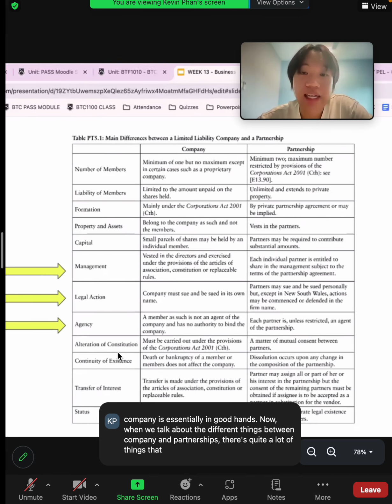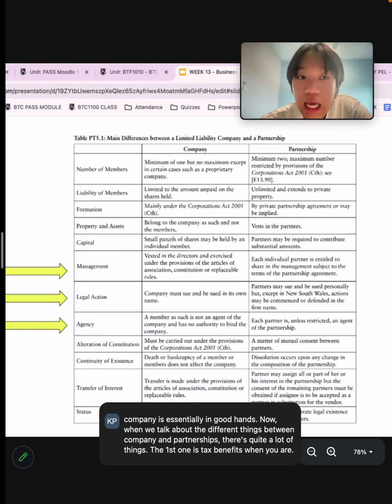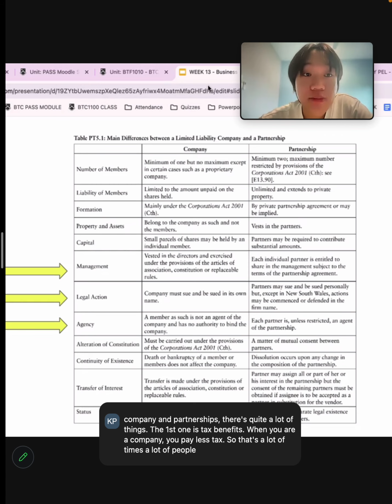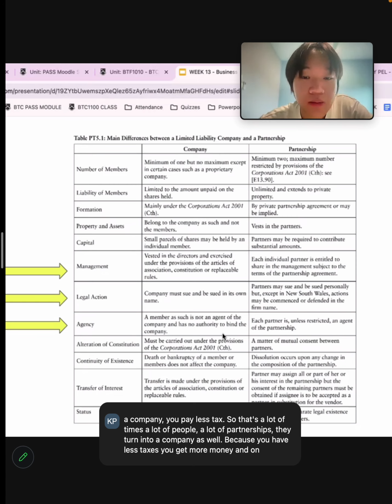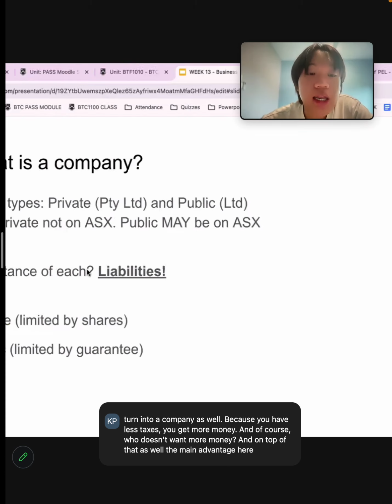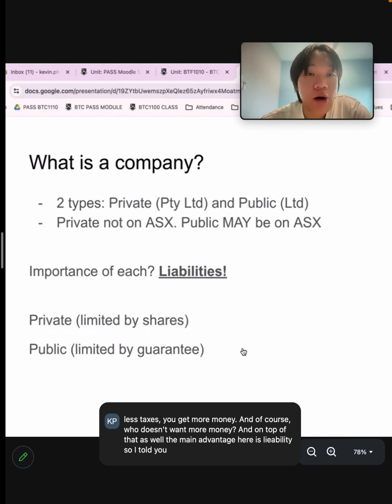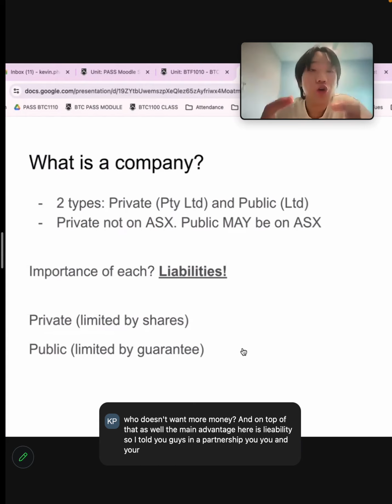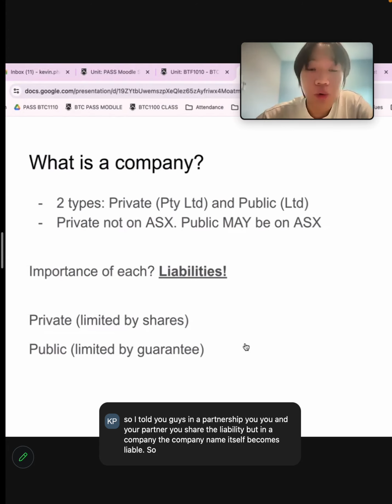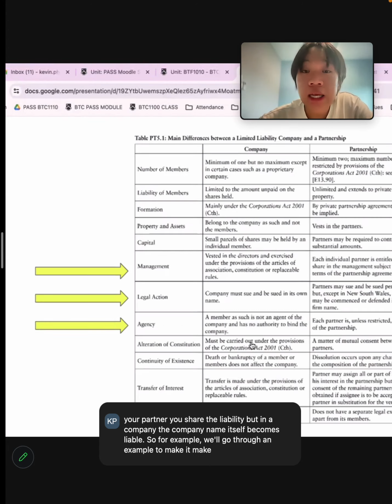Now, when we talk about the differing things between company and partnerships, there's quite a lot of things. The first one is tax benefits. When you are a company, you pay less tax. So a lot of times, a lot of partnerships turn into a company as well. Because you have less taxes, you get more money. And of course, who doesn't want more money? And on top of that as well, the main advantage here is liability. So I told you guys in a partnership, you and your partner, you share the liability. But in a company, the company name itself becomes liable. So for example, we'll go through an example to make it make more sense.